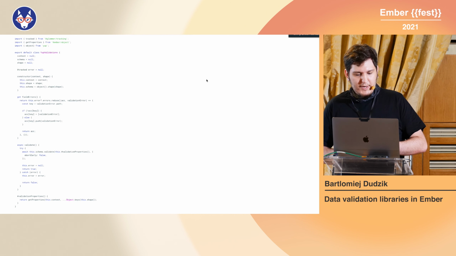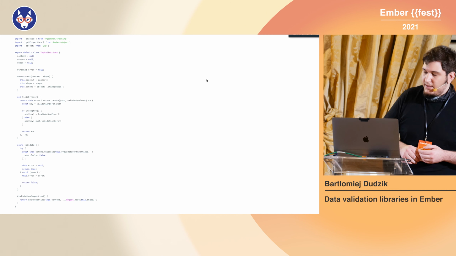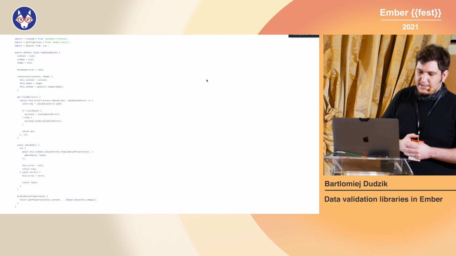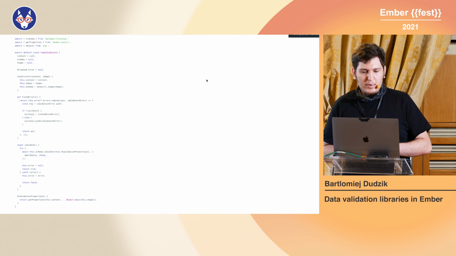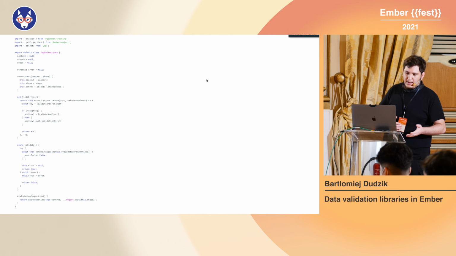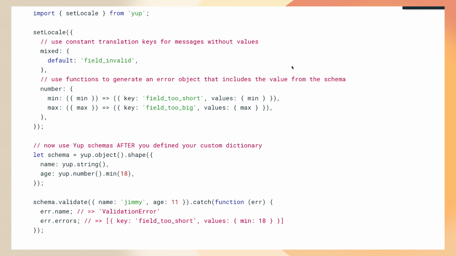And finally, we have the validationProperties method. The method will only get the data out of our object that also exists in a shape, because our object can have different data, but the shape only validates its own keys. Then we have internationalization. This is how it looks in Yup. We can see that we can provide functions to handle the locales, and this is what we'll do as well.